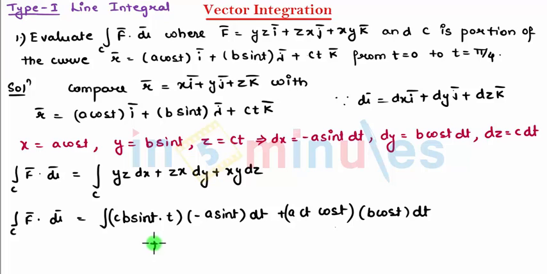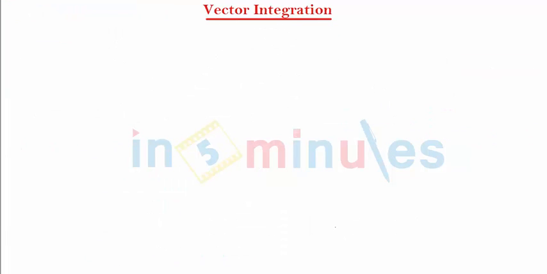The last is plus x, that is a cos t, and y is b sin t, so ab cos t sin t, that multiplies with dz. So dz is given by c dt. Now once I got this, it has been given that t changes from 0 to pi by 4. We need to integrate. So you can see here abc, abc and abc, they are the constants which we can take outside.